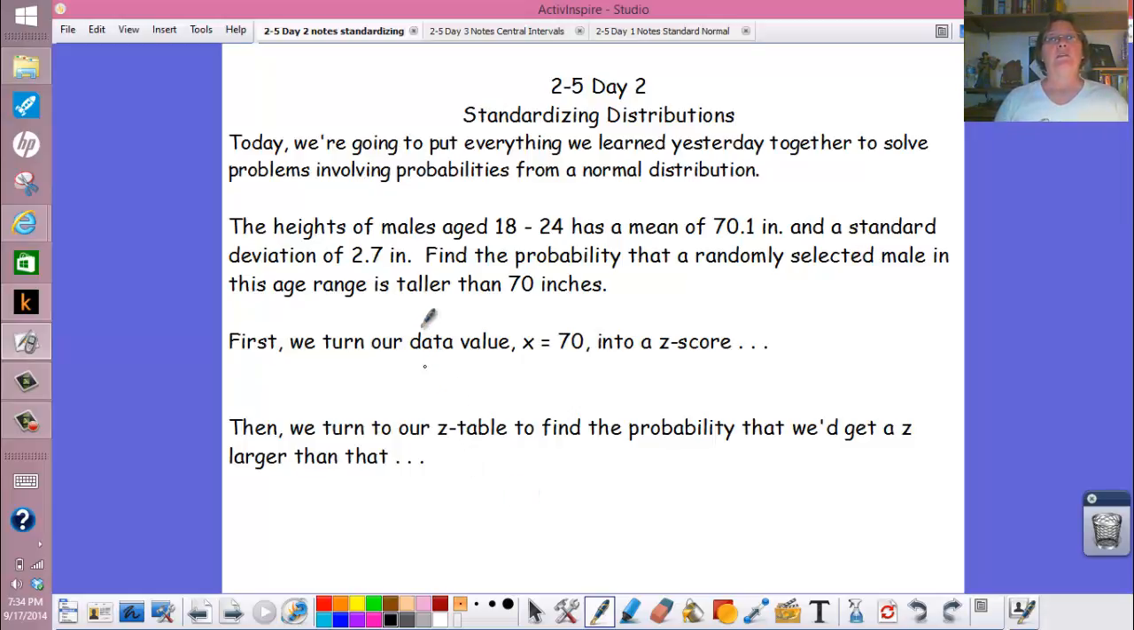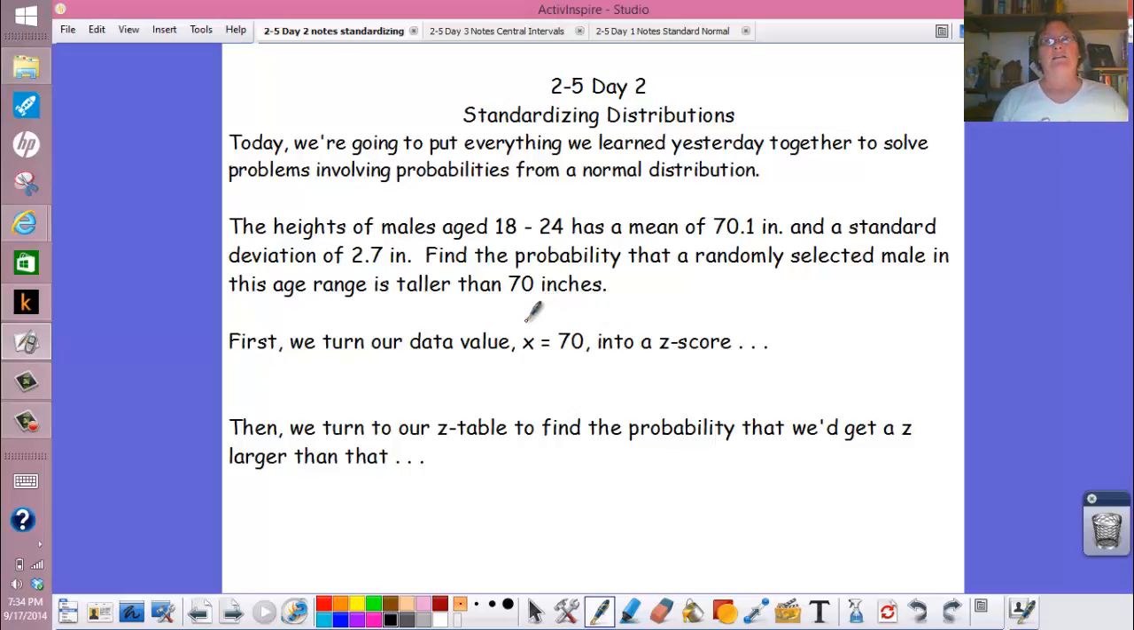Our first example, we are talking about the heights of college-age men. The mean of those heights is 70.1 inches, and the standard deviation is about 2.7 inches, so quite a bit of variety there, really. The question asks us to find the probability that if we picked a college-age male at random, we'd get someone who is taller than 70 inches.